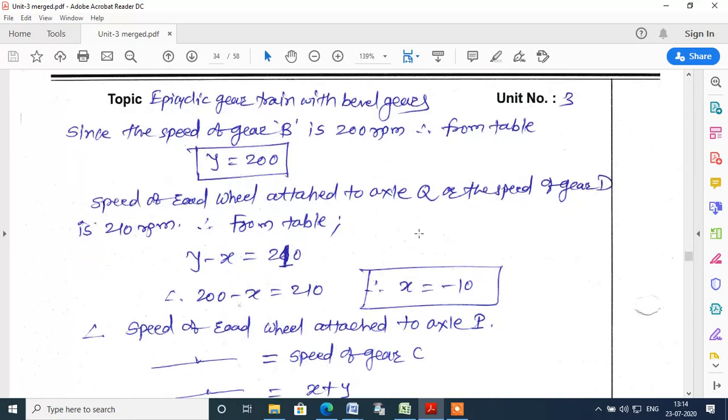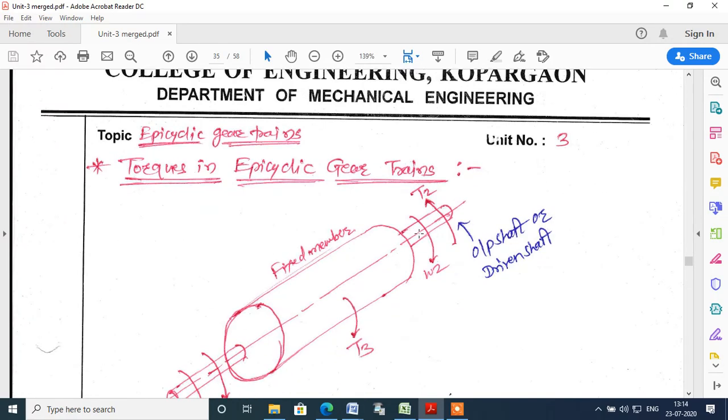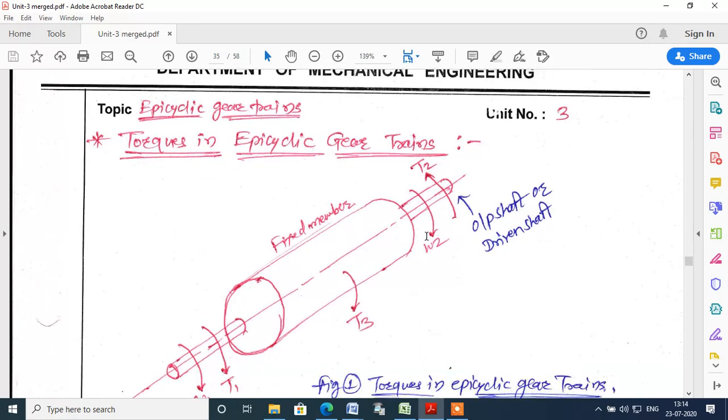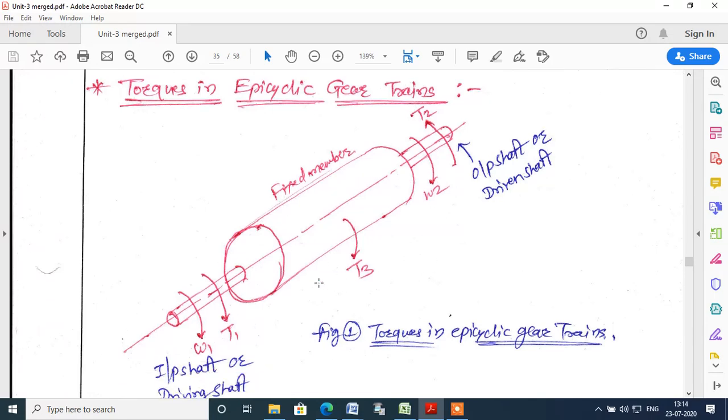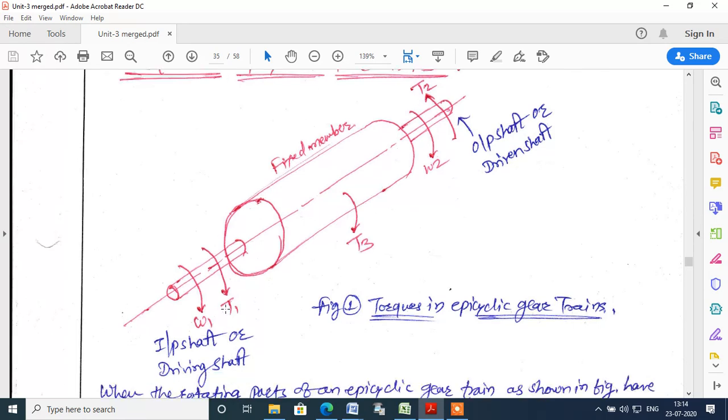Now here we will see the next topic, an important topic, that is torques in epicyclic gear train. So carefully observe the figure. So let us say this is a figure, this is a fixed member in an epicyclic gear train. Here a shaft is given, so this is the input shaft, this is the output shaft. So I have shown the torques, let us say T1, then T3 and T2. So T1 is the torque at the input shaft, T2 is the torque at the output shaft, T3 is the torque of the fixed member. Then omega 1 and omega 2. I have shown omega 1, omega 2.